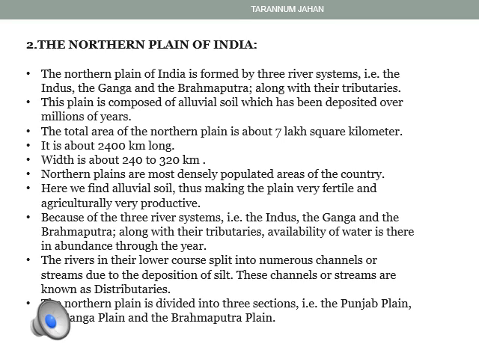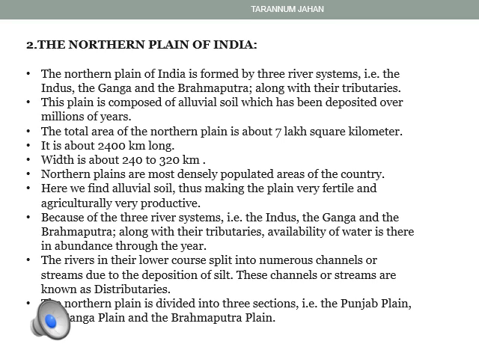Then how long are the northern plains? Northern plains are around 2,400 kilometers long. And how broad are they? They are around 240 to 320 kilometers broad. The rivers in their lower course, whatever rivers are flowing from here, split into numerous channels or streams. These channels and streams are known as distributaries.